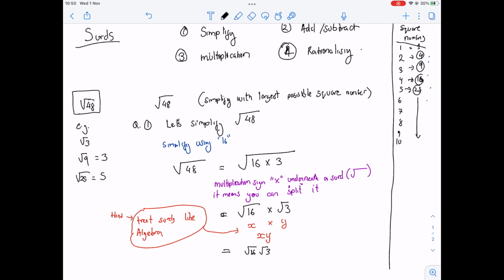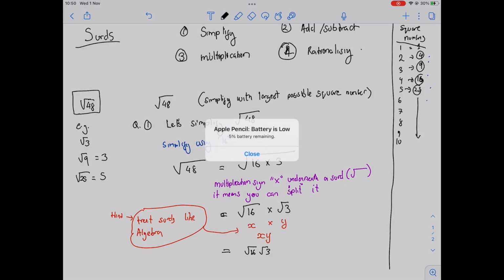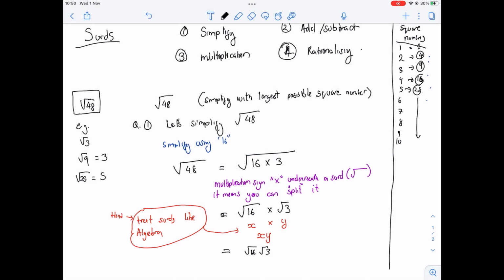We're not done yet, though, because similar to what we did back in the beginning, we know what root 16 is. We know the square root of 16 is 4. I know you all know 4 times 4 is 16. Well, that's why we used the largest square number. So then this is going to become 4 root 3, otherwise known as 4 times root 3. And that is how you simplify surds.